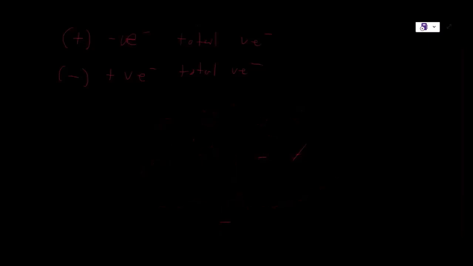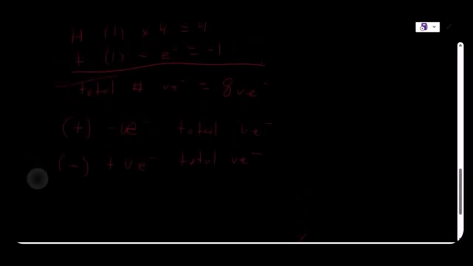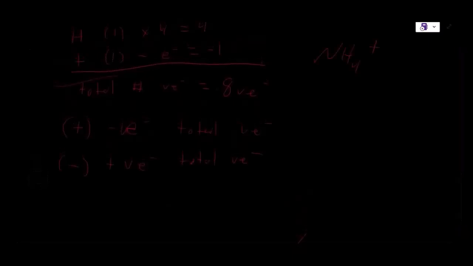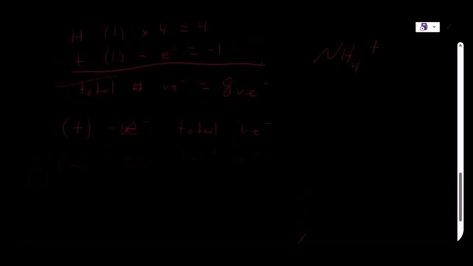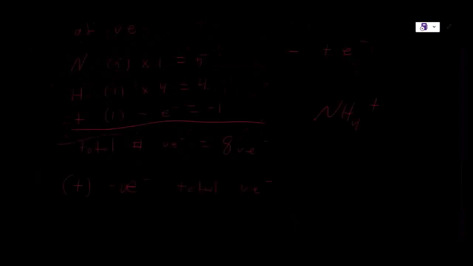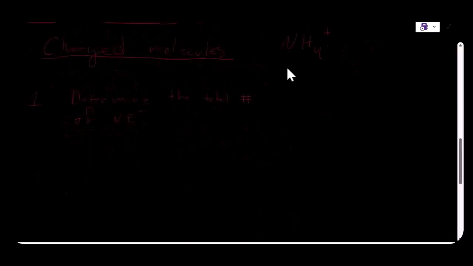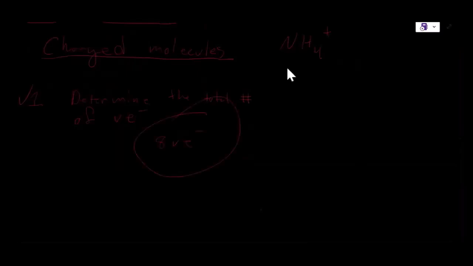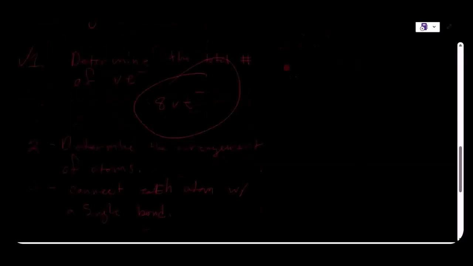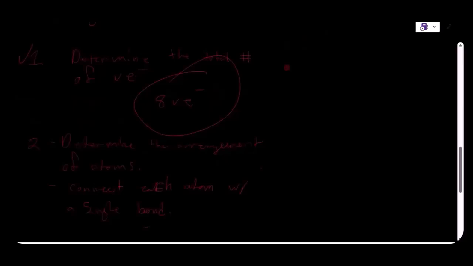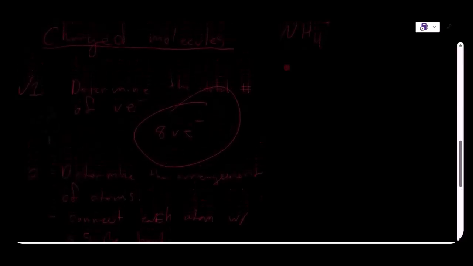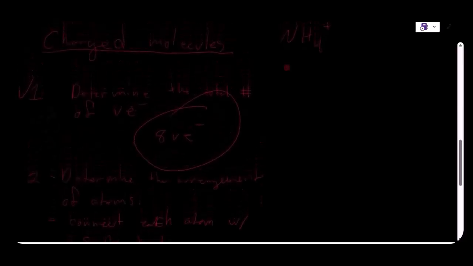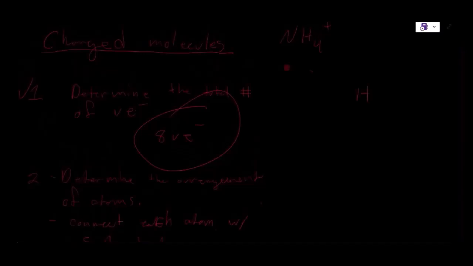So in the case of the ammonium ion, where it has a positive charge, we subtract a valence electron. And that's how we get a total of 8 valence electrons. So step 1 is complete. Moving on to step 2. So the next step of determining the arrangement of the atoms and connecting them with a single bond is pretty easy. We know that the hydrogen atoms are always terminal and the nitrogen would be the central atom.